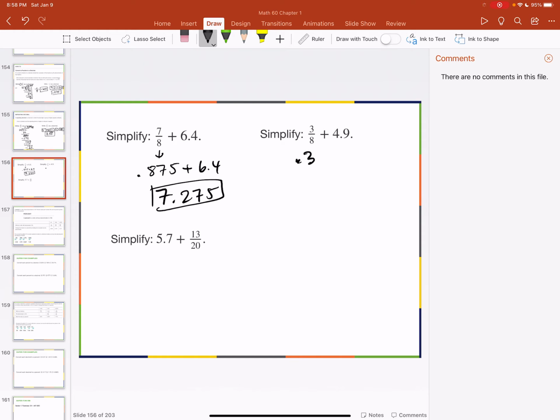The next one, 3/8, as a decimal is 0.375, plus 4.9. So add that, 4.9, and you get 5.275, or 5 and 275 thousandths. Okay, so 13 divided by 20, so this is 5.7 plus 0.65. When we add them together, remember, line up the decimals, you get 6.35.